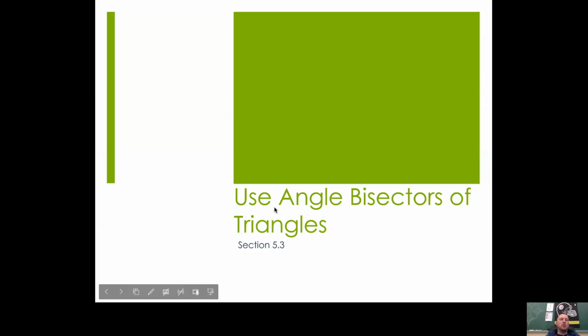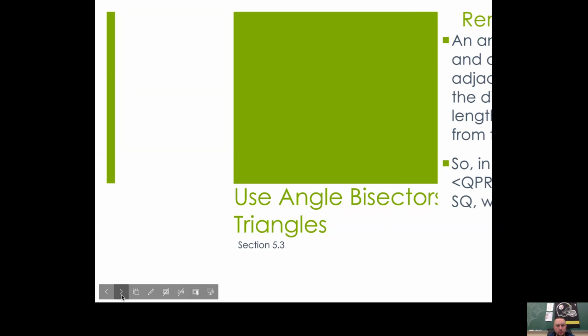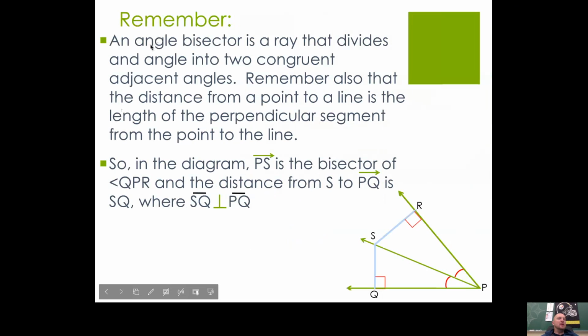This is section 5.3. We're going to use angle bisectors of triangles. We need to remember that an angle bisector is a ray that divides an angle into two congruent adjacent angles. So here's an angle. If this ray bisects the big angle, then these two little angles are congruent. That's what these marks are for.